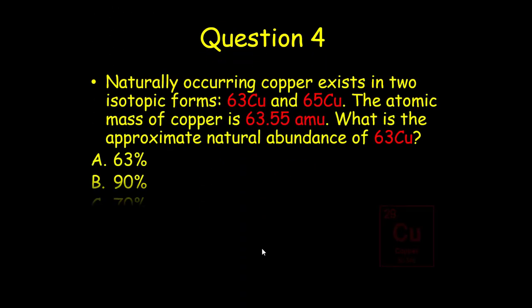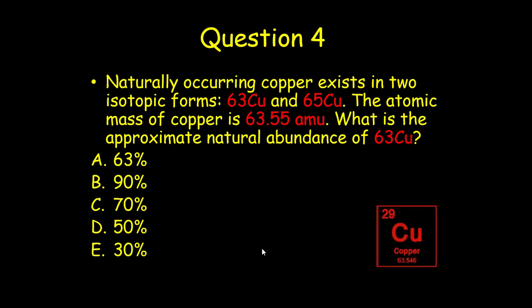Question 4. Naturally occurring copper exists in two isotopic forms, copper-63 and copper-65. The atomic mass of copper is 63.55 amu. What is the approximate natural abundance of copper-63? 63%, 90%, 70%, 50%, and 30%. Pause the video and try to solve the question.